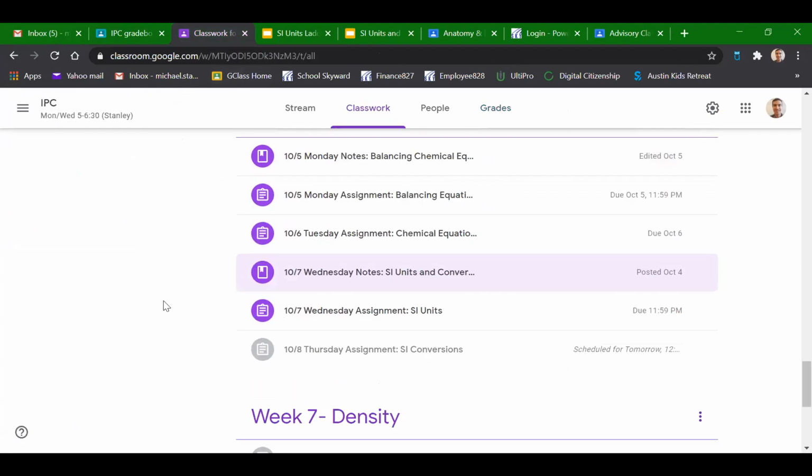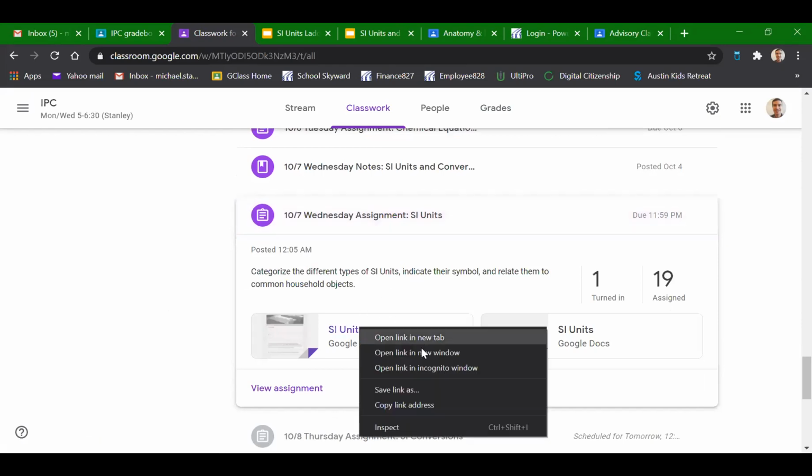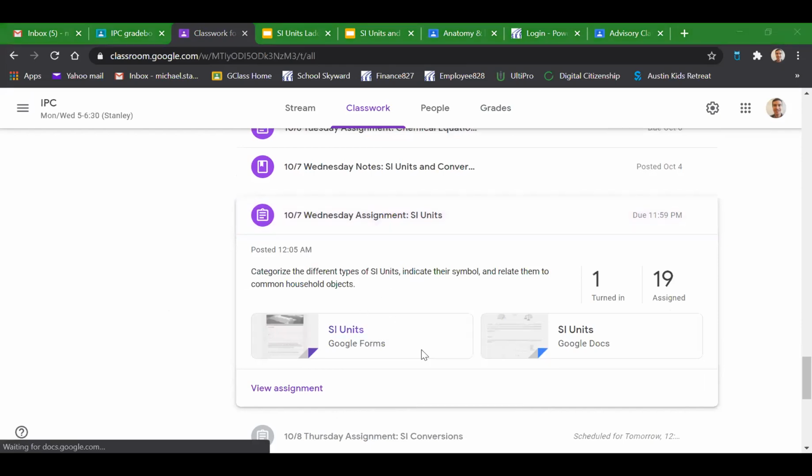So your assignment for today is pretty straightforward. And then the assignment tomorrow is some more work on the conversions. There aren't any conversions in the assignment for today. It's just some basic information about the different units that we talked about.